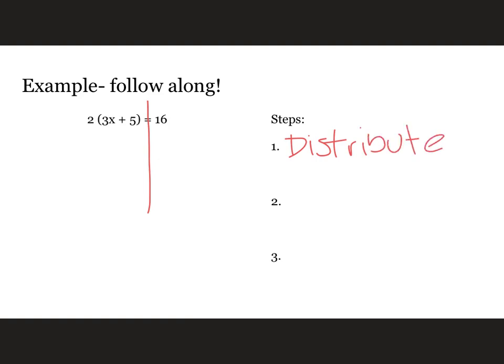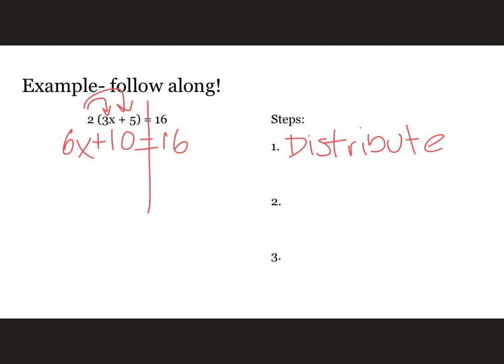Once again, all that means is making sure that I distribute the number outside of the parentheses to each of the numbers inside parentheses. So if you need to draw your arrows, that is perfectly fine. Here, I'm going to take 2 times 3x and take 2 times 5. I need to make sure that I simplify my multiplication. So once again, 2 times 3x is 6x. 2 times a positive 5 is a positive 10. And then I'm left with 16 on the other side of my equation.